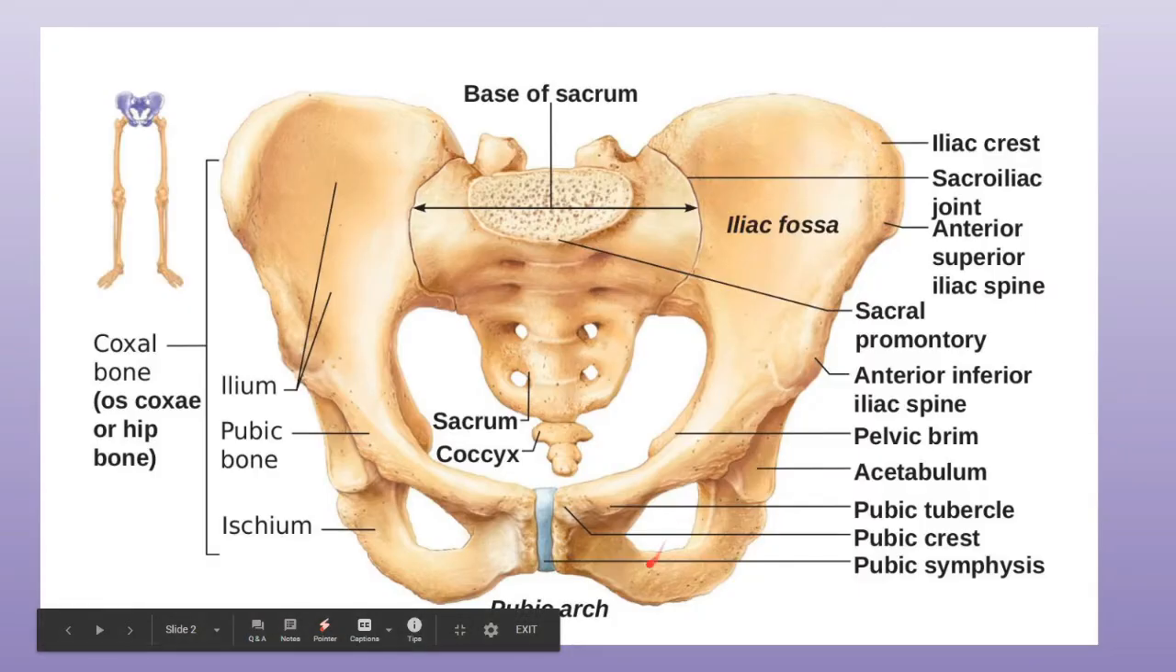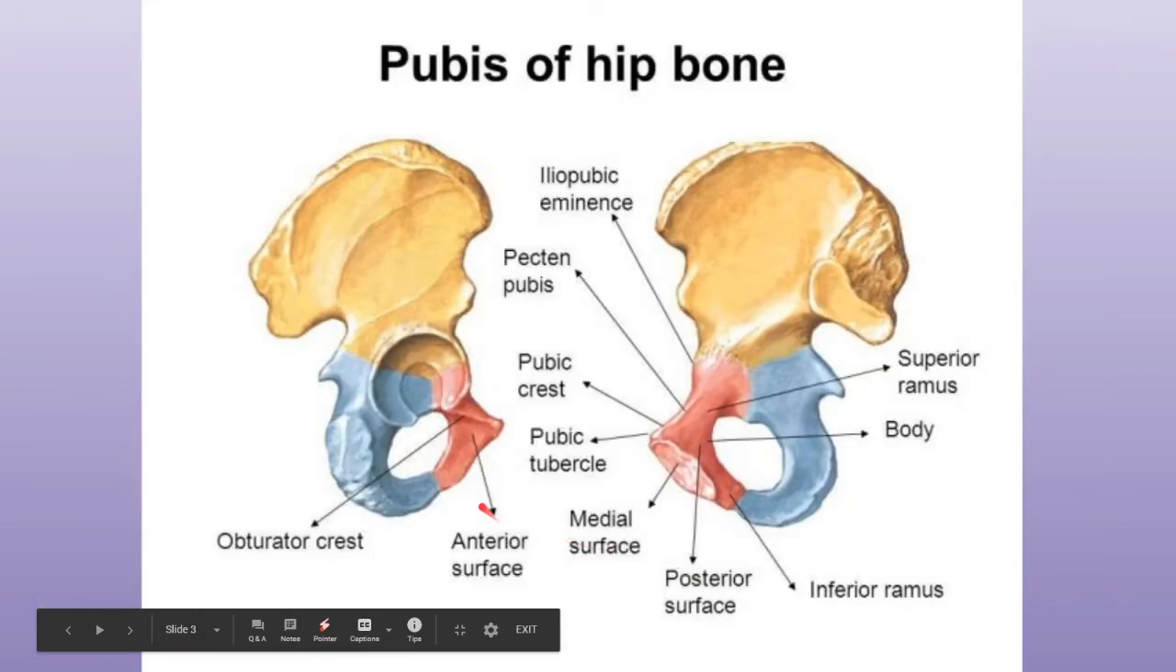Now next part is the inferior ramus. This is the inferior ramus of the pubis bone. Now the inferior ramus extends from the body of the pubis, of course, to the ramus of the ischium medial to the obturator foramen. Now over here it is not distinguishable, but as you can see over here, this part is the inferior ramus.